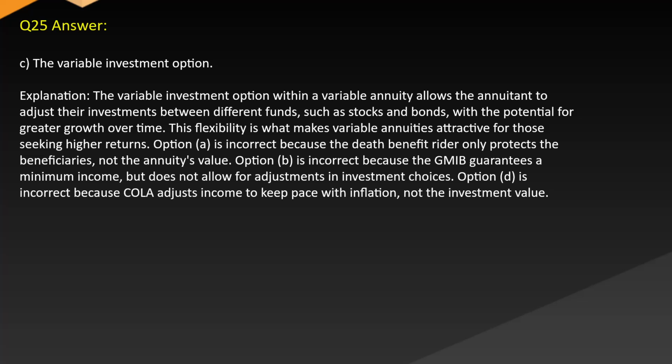Option A is incorrect because the death benefit rider only protects the beneficiaries, not the annuity's value. Option B is incorrect because the GMIB guarantees a minimum income, but does not allow for adjustments in investment choices. Option D is incorrect because COLA adjusts income to keep pace with inflation, not the investment value.